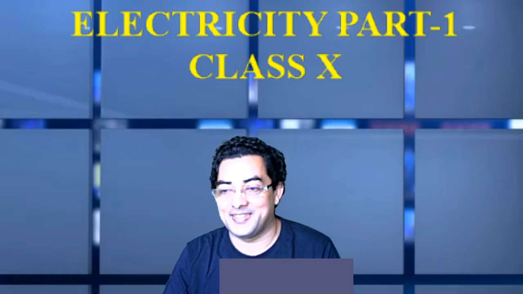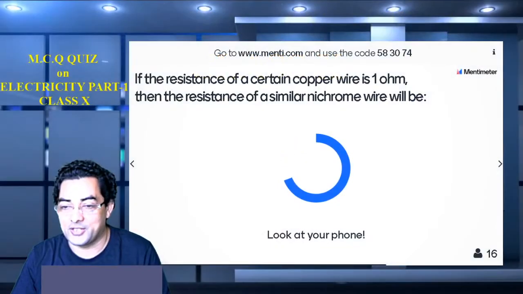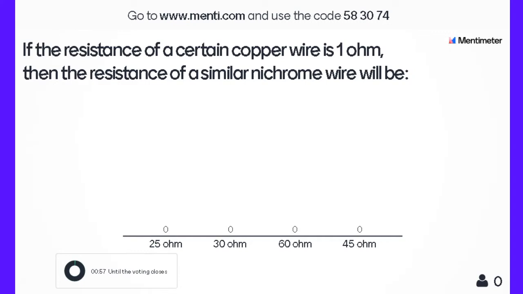Okay, let's move on to the next question in front of your screens. If the resistance of a certain copper wire is 1 ohm, what will be the resistance of a similar nichrome wire? So it is completely a kind of a conceptual question. कॉपर वायर का रेजिस्टेंस अगर 1 ओम है तो नाइक्रोम वायर का रेजिस्टेंस कितना होगा? सेम थिकनेस, सेम लेंथ. What will be the resistance of nichrome wire?